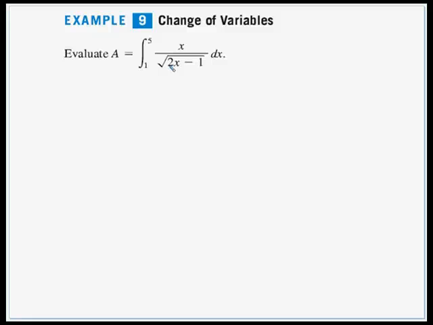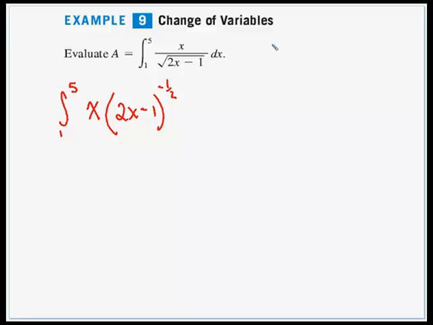Example 9, another change of variables. Now this one's a little different. Let's see, usually you'd think, okay, let me rewrite this. We've got our definite integral from 1 to 5 of x times (2x minus 1) to the negative half power.